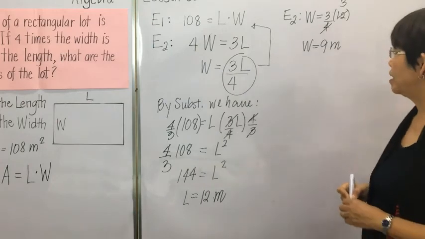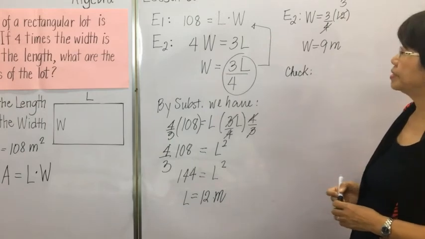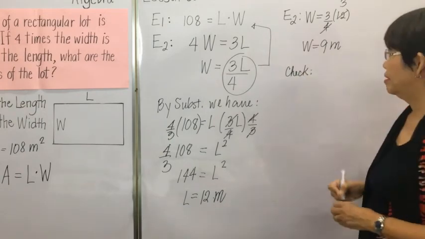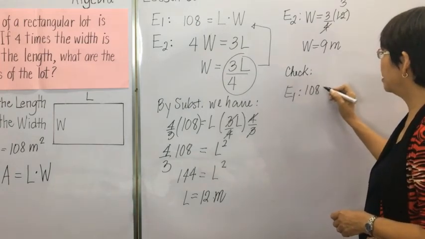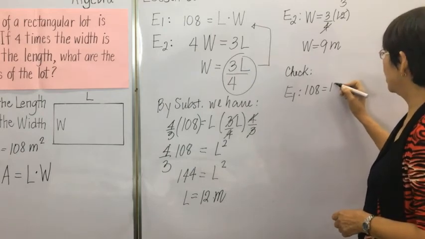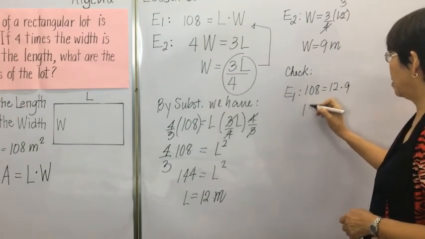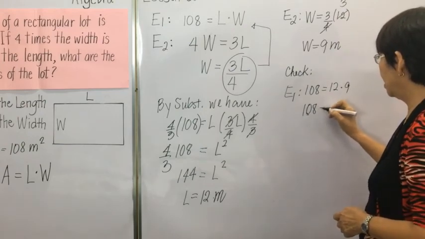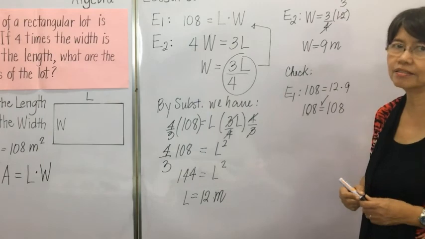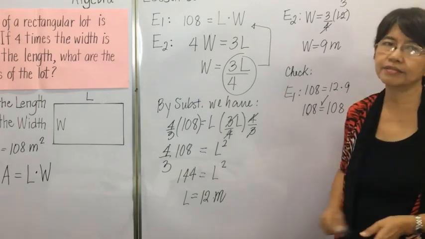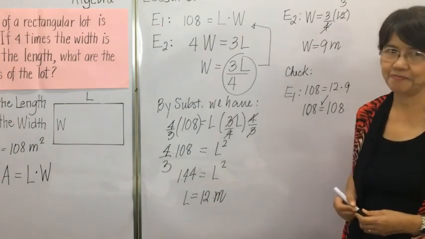And then by checking, we will be using any of the two equations. And I will be using equation 1. 108 equals length 12 times width 9. So 108 equals 108. So we got the correct answers. We have the length is equal to 12 meters and the width is equal to 9 meters.